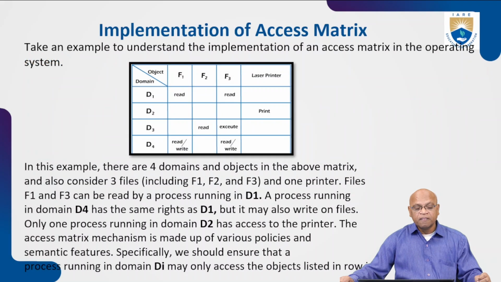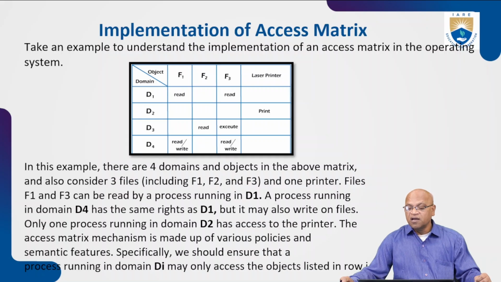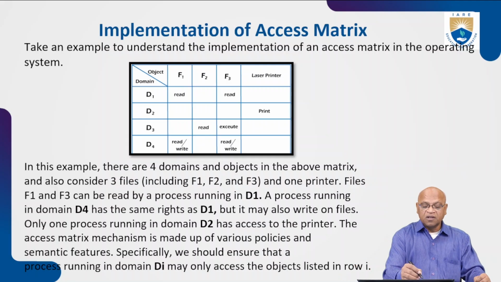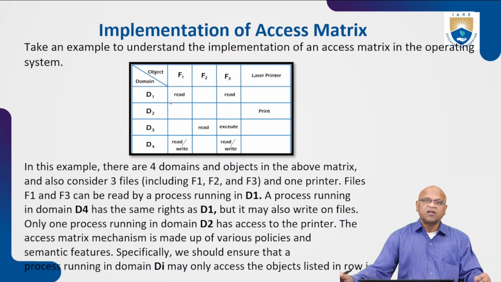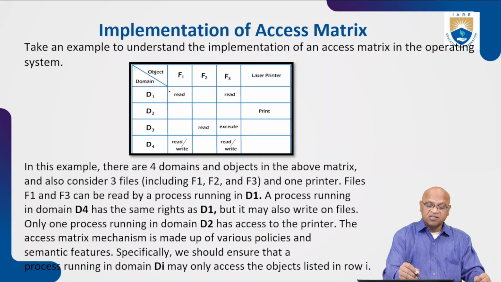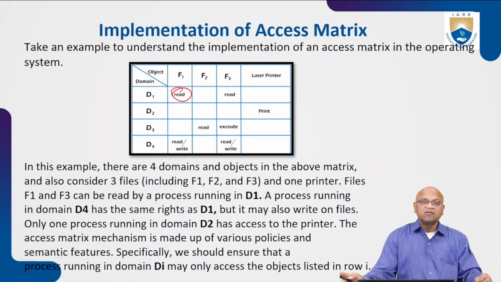So let's take an example to understand the implementation of the access matrix in the operating system. So this is already given permission by the owner of the file. So these are the domains and these are the objects. So this is only restricted. So for this one, this is only read permission. So if anybody wants to write, it won't give permission.